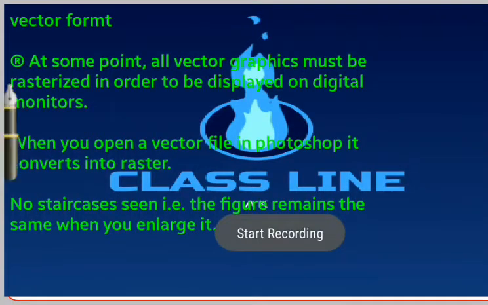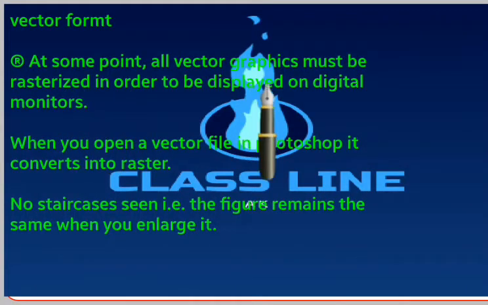Vector format. At some point, all vector graphics must be rasterized in order to be displayed on digital monitors. When you open a vector file in Photoshop, it converts into raster. No staircases are seen in vector format. The figure remains the same when you enlarge it.